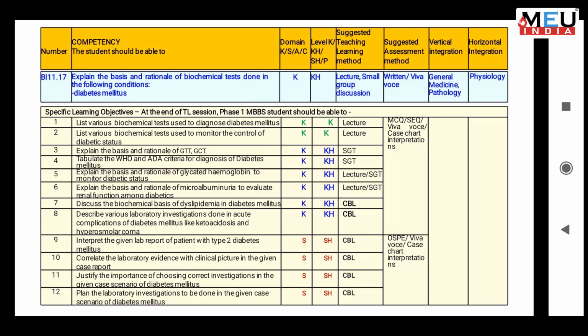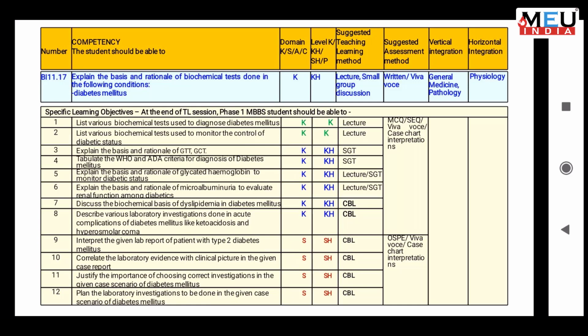So till this we have suggested the domain as K and the level of competency to be knows how. Further, interpret the given lab report of a patient with type 2 diabetes mellitus.